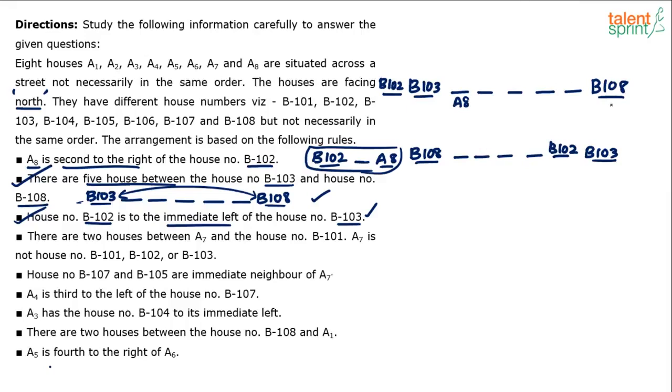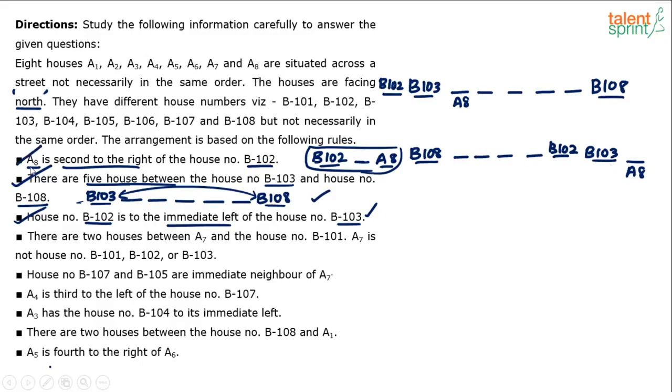Let's write the house numbers on top and houses at the bottom, so that we don't get confused. Similarly, in this case, B102 is here. A8 is second to the right, first and second. So A8 comes here. Now in both the cases, we have got 8 positions. In the first case, we already had 8 positions. In the second one also, we have got the 8 positions: 1, 2, 3, 4, 5, 6, 7 and 8.